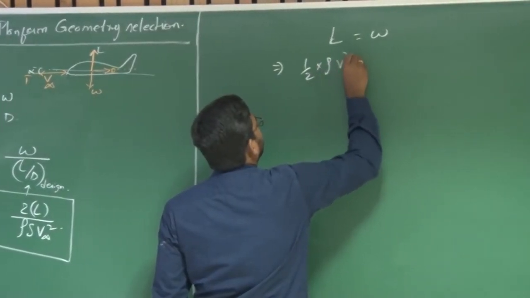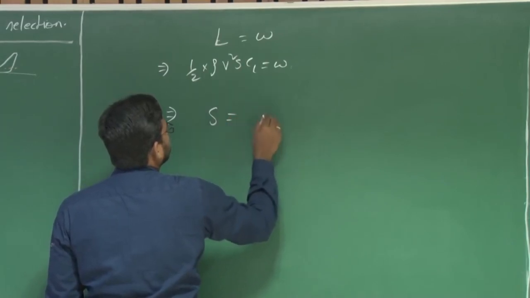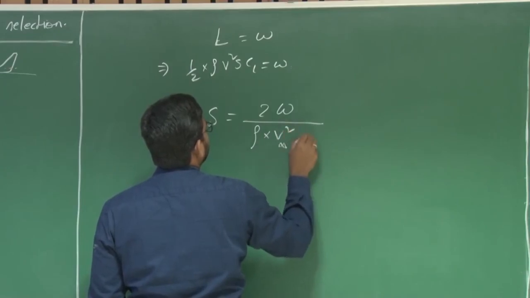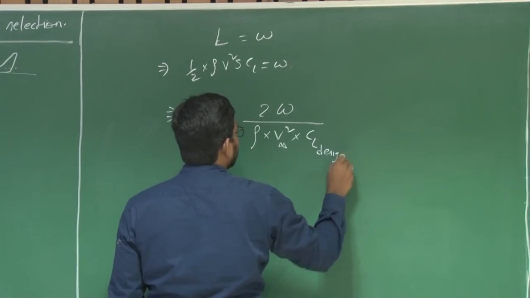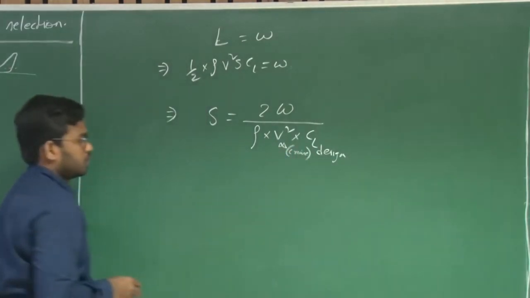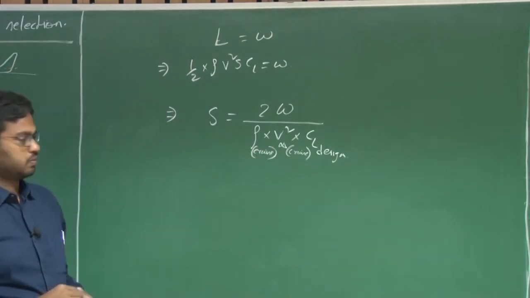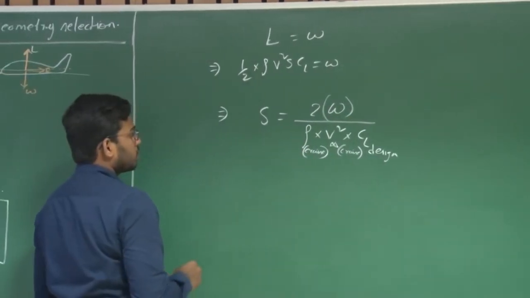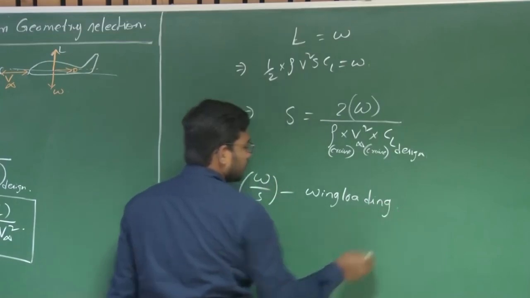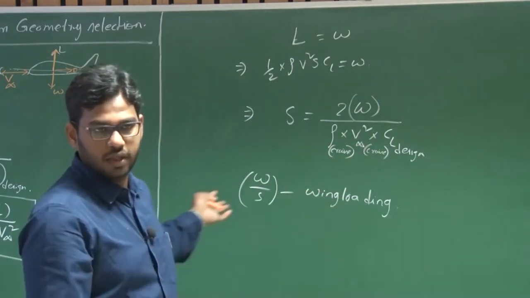So half rho V square S into CL is equal to W, right? So S is equal to 2 times the weight of the UAV divided by density into V infinity square into CL design. CL design implies V cruise. V cruise is an input and rho cruise is determined by the cruise altitude. Generally the parameter W by S is known as wing loading. It decides the velocity of your cruise, all the velocities including takeoff, landing as well as cruise velocities.